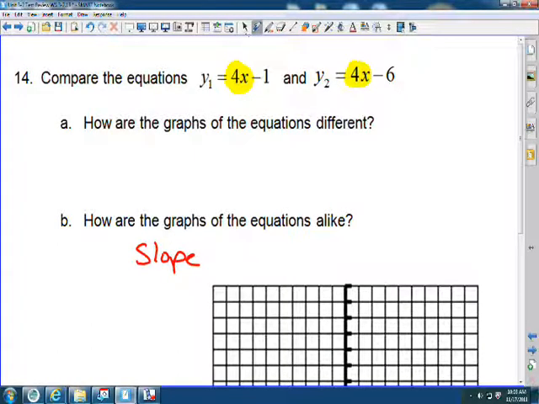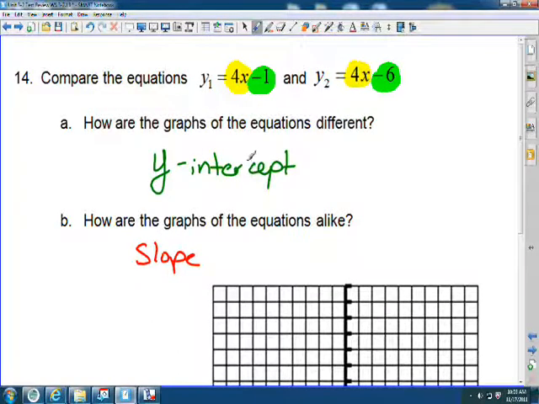What is different is those last numbers right here, and what is that? The minus 1 and the minus 6. That's the y-intercept. If you wanted to graph them, you could put them into y1 and y2 in your calculator, press graph, and see what the difference was.